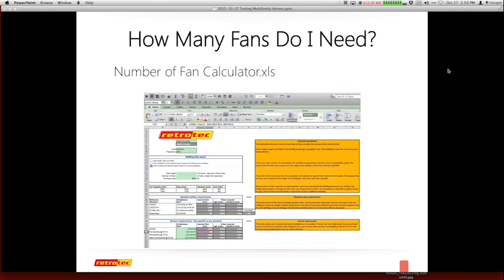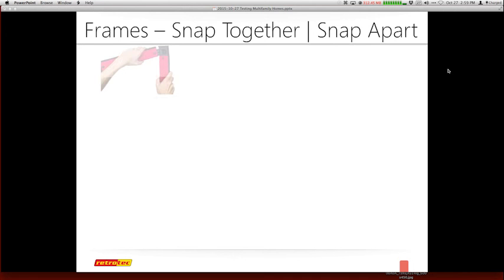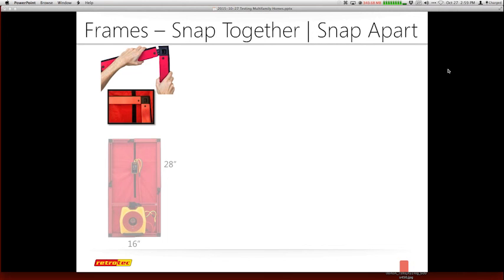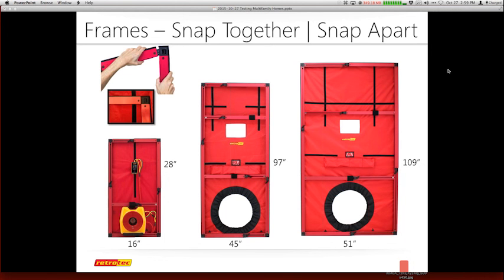We did talk about the calculator already. Their frames snap together. Again, this is a Retrotec webinar, so I feel that it's reasonable to try and show some of your options that are out there, from the basic fan in the middle to the passive house on the left, or they have a very large oversize. And notice that even for the basic model, you're getting 2 crossbars to help support your system.